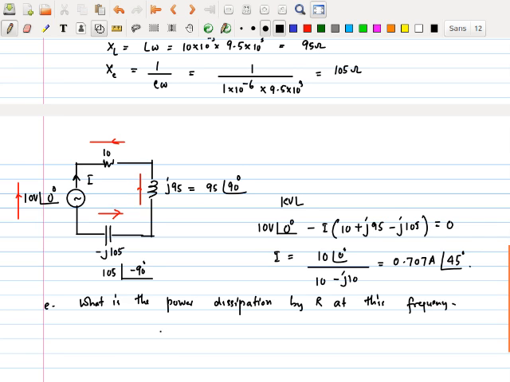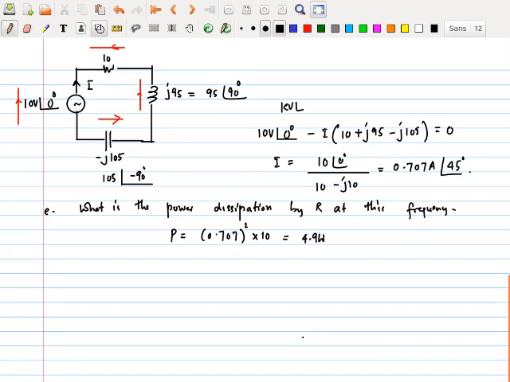So we realize that P is going to be I squared times R, and I squared we know is 0.707 squared into 10, and that works out to be 4.9 watts, which is definitely smaller than what I had earlier. It's obvious, right? Then I'm asking you, F, to draw the phasor diagram.